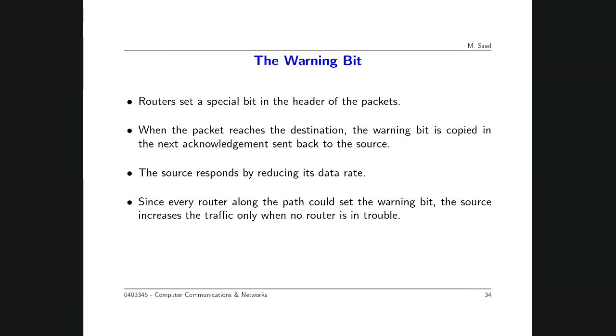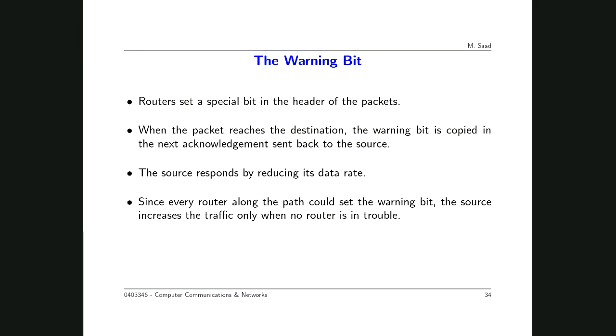The warning bit works as follows. In the packet header, we have a special bit that we call the warning bit. The default value for this warning bit is 0. So any packet that starts traveling in the network has a 0 value in the warning bit. Now, if this packet travels through a congested router, the congested router would forward it to the destination. However, before forwarding, the congested router would change the warning bit value in the packet's header from 0 to 1.